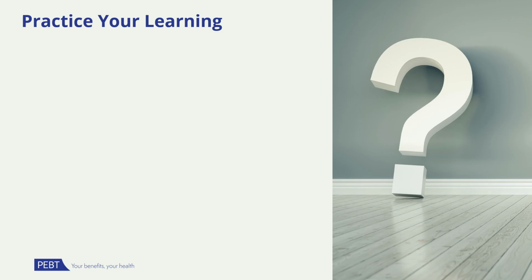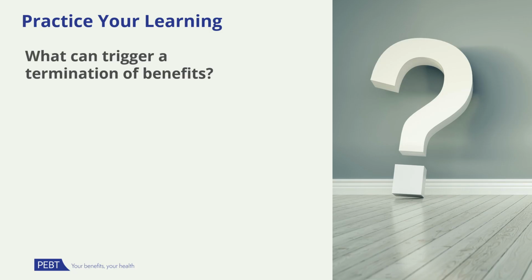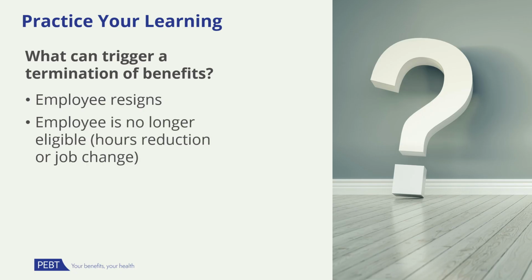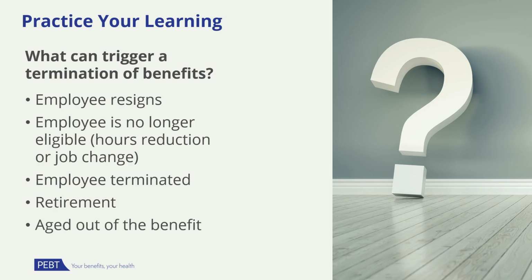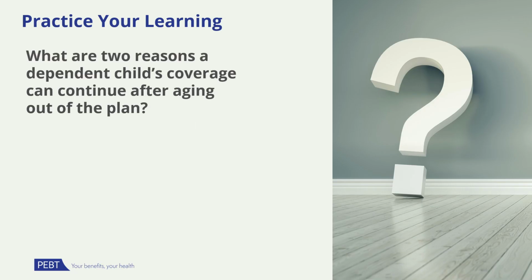Let's check in on your learning. What can trigger a termination of benefits? Employee resigns, employee is no longer eligible, hours reduction or job change, employee terminated, retirement, aged out of the benefit. What are 2 reasons a dependent child's coverage can continue after aging out of the plan? Full-time school, or if they are disabled.